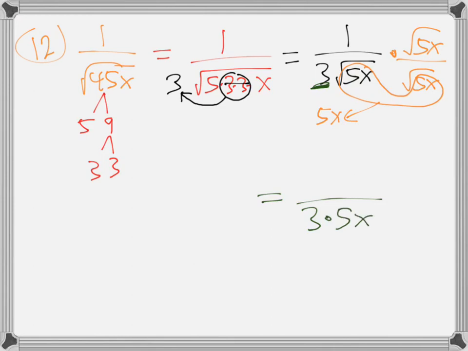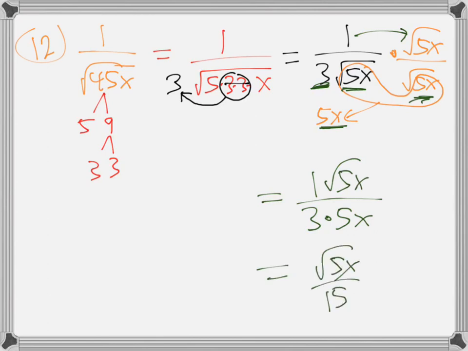The roots are gone. When you ship everything out of the root, it vanishes, right? Right, this 5x and this 5x shipped out 5x. On the top, you just crunch these together. 1 times root 5x. You don't even need the 1 there. So it's just root 5x over 15x, isn't it? Is that good? Why can't I cancel the x's or the 5 with 15?